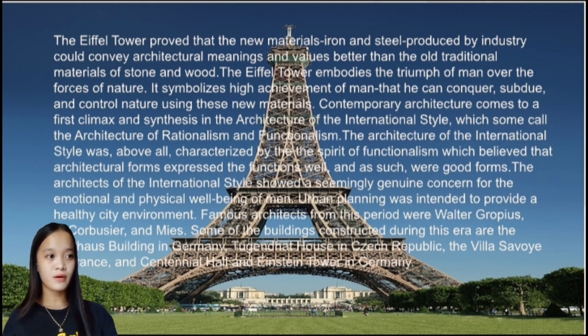Contemporary architecture comes to a first climax and synthesis in the architecture of the international style, which some call the architecture of rationalism and functionalism. The architecture of the international style was above all characterized by the spirit of functionalism, which believed that architectural forms expressed the functions well and as such were good forms.